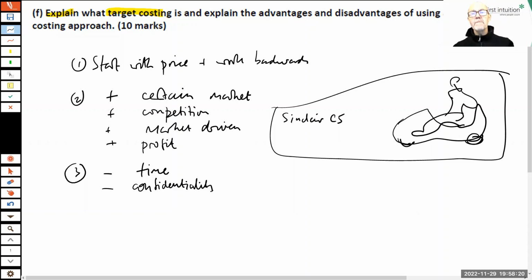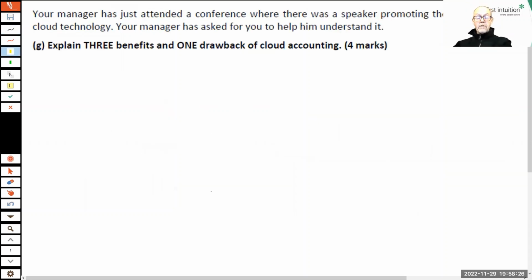Okay, there's some thoughts for us. Last of all, I'm pretty sure this is the last question. You've been asked to explain 3 benefits and 1 drawback. Now, here's an exam tip. Don't give 8 benefits and no drawbacks, because you will not get the mark for drawback. Don't give 1 benefit and 5 drawbacks, because you won't get the 3 marks for 3 benefits.